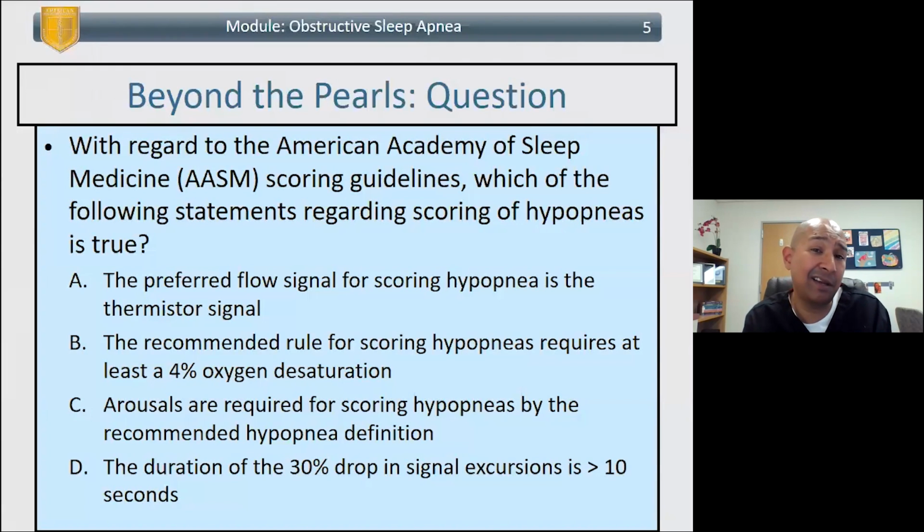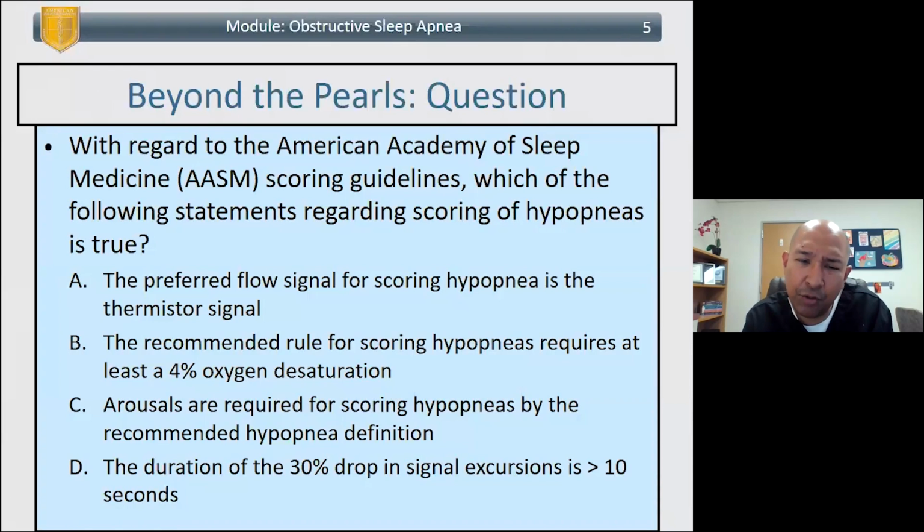Now, I got to tell you, a lot of the questions on your board exams are all about the evil M word. What's the M word? Memorize. You got to memorize these things. You got to read that scoring manual. So when I look at choice A, it seems to be wrong because when we talk about scoring hypopneas, what do we use? We use the pressure transducer. So pressure transducers for hypopneas; the thermistor is the signal that we use to score what? Apneas. So just based upon that, I'm not picking A. That just jumped out at me as wrong right off the bat.